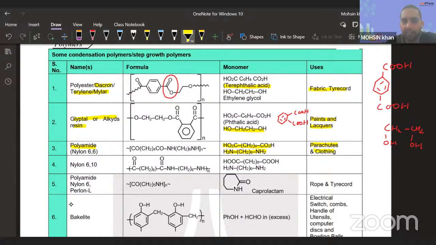Next, we have nylon 6,10. So here, what we have taken? We have taken hexamethylene diamine and 1,10 decane dioic acid. Here in nylon 6,6 we have 6 carbons, but here we have a total of 10 carbons. So 4 carbons are increased.